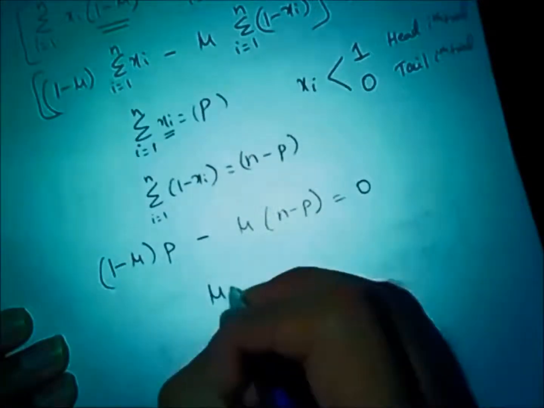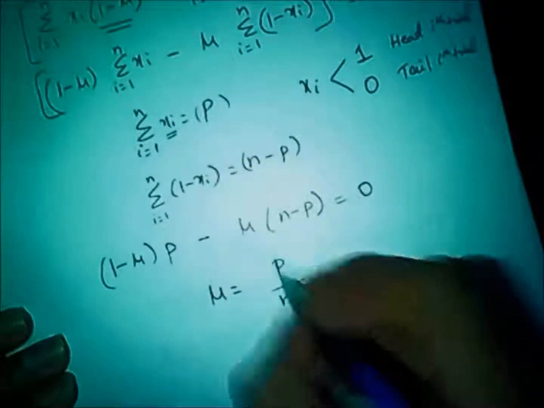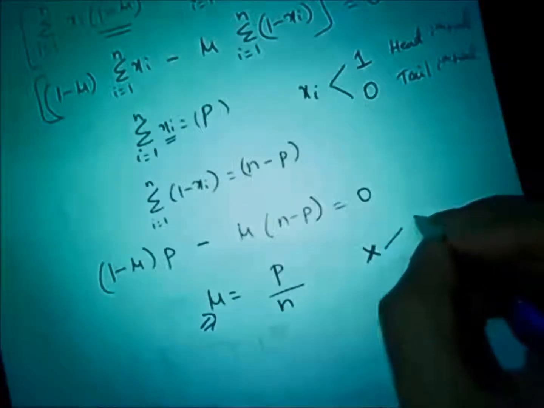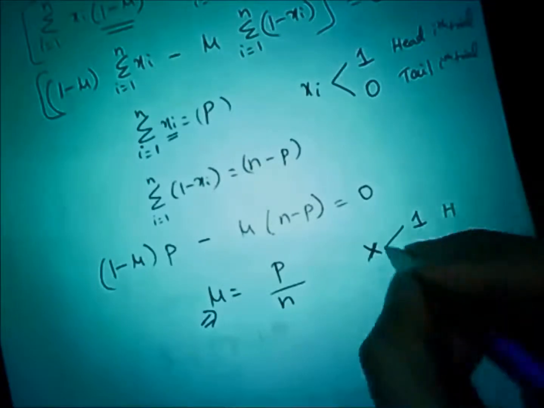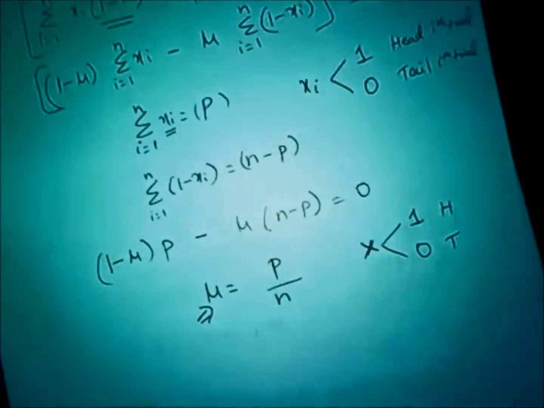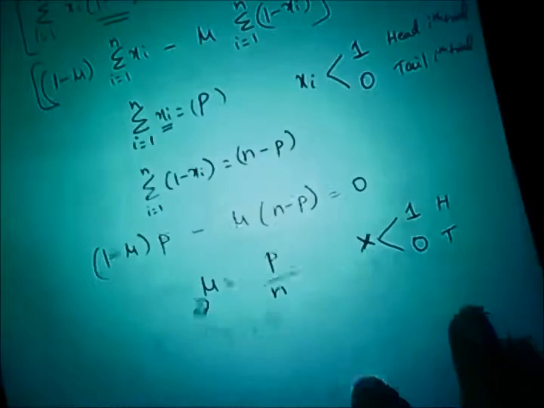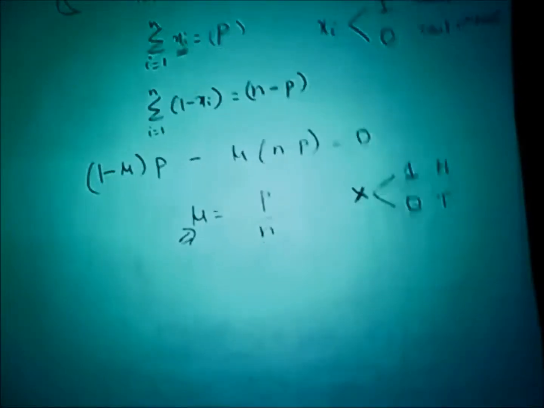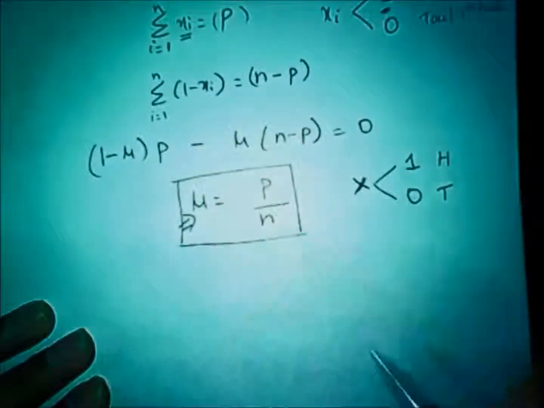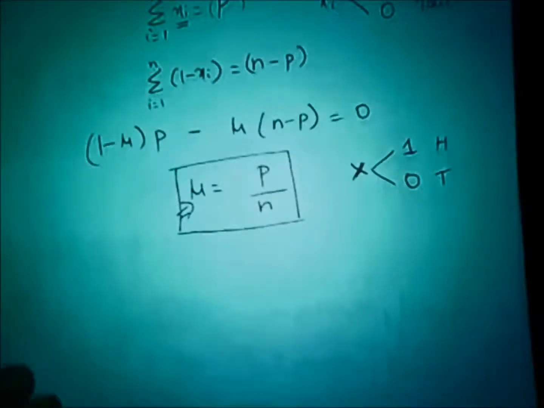Simplifying this further, we get mu equals p over n. For the random variable x, which is 1 when we get a head and 0 when we get a tail, mu is the total number of heads that we have obtained in the n trials over the n trials. It seems very intuitively correct. Just remember this result. We'll be looking at it later on, but this is the flavor of MLE.